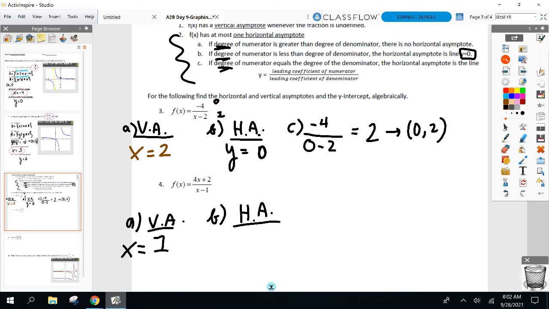So ready, Jeremy? Go back. What's the number out in front in the numerator? 4. And what's the number out in front in the denominator? 1. 4 divided by 1? 4. Okay, so anytime the degrees are the same, I take the numbers out in front, the leading coefficients they're called, and I divide. That's the only time I do that, when the exponents are the same. Highest exponents are the same.